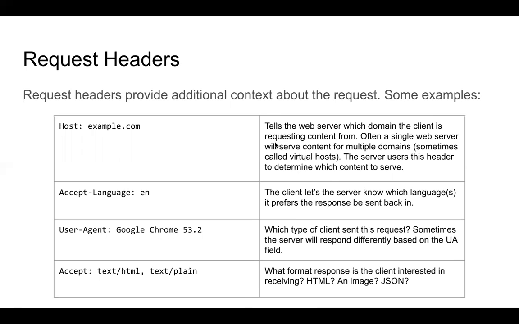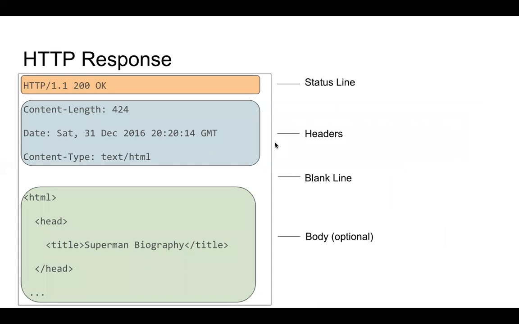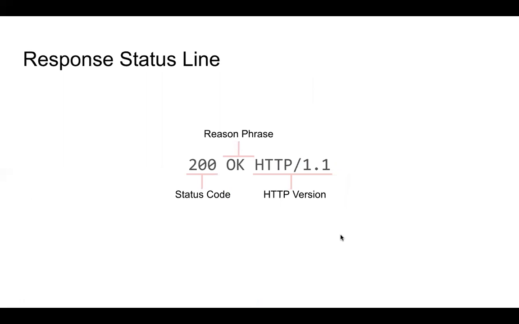Okay, let's talk about responses. Responses are divided into a status line, headers, then a blank line, and then an optional body, just like a request is, with a few differences. The first part is the status code, the reason phrase, and the HTTP version.